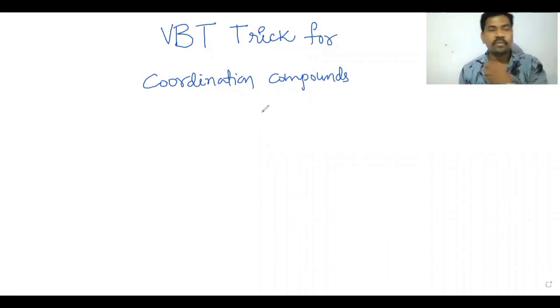Just by looking at the ligands and the oxidation state of the metal, we can find out its geometry, hybridization, whether it is a high spin or low spin complex, and whether it is an outer orbital or inner orbital complex. So in this session, I will give you a small trick. First of all, if a coordination complex is given to you, you just find out the oxidation state of the central metal atom.